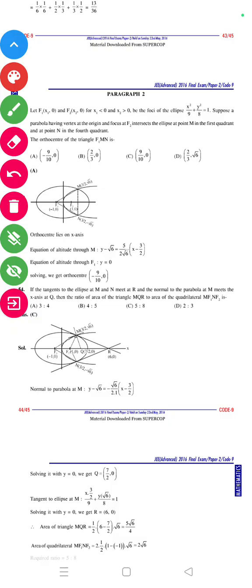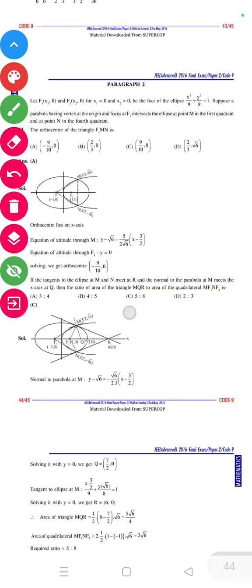Equation of the altitude through M is y − √6 = (√6/… ) (x − 3/2). Equation of the altitude through F1 is y = 0. Solving, we get orthocenter (−9/10, 0). तो इसका आंसर क्या जाएगा ऑप्शन ए (−9/10, 0).